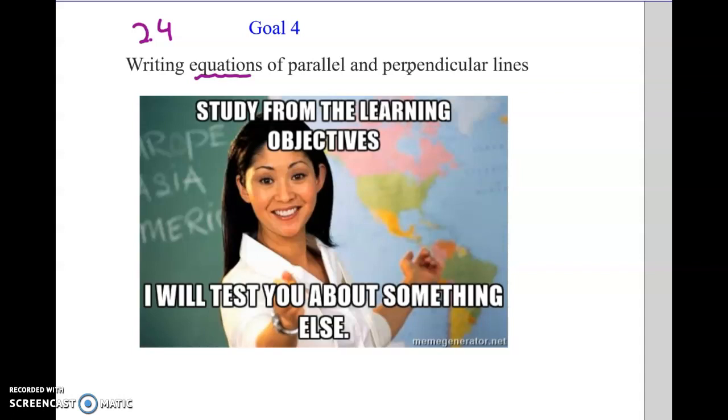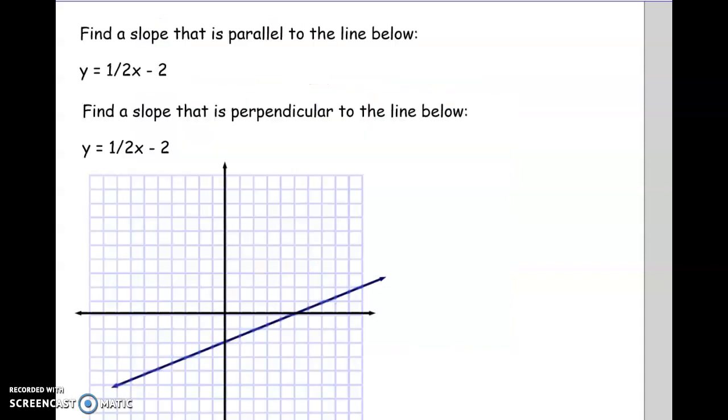There's a lot going on in this section. I'm going to kind of fly through a lot of it, so pause or rewatch it if you need to. And just focus on this idea of what do you remember about parallel and perpendicular lines and their equations. All right, so here we go.